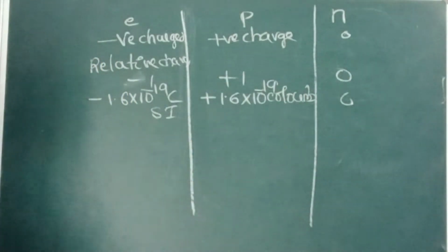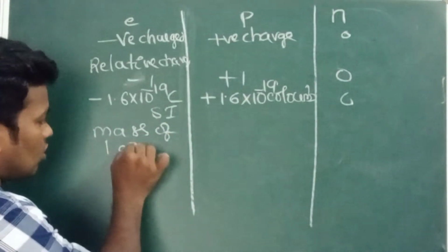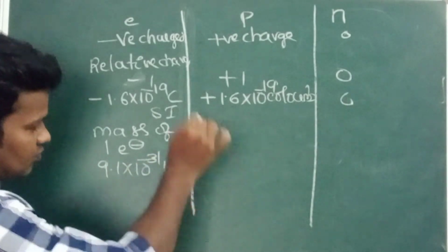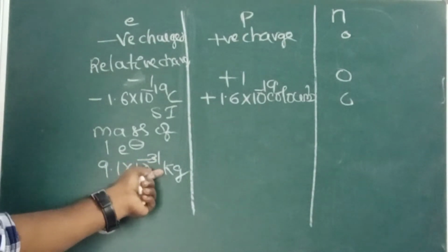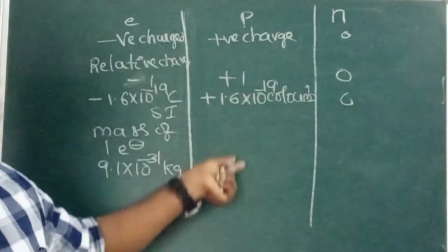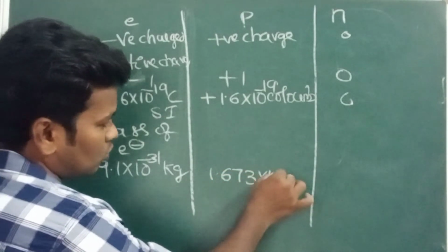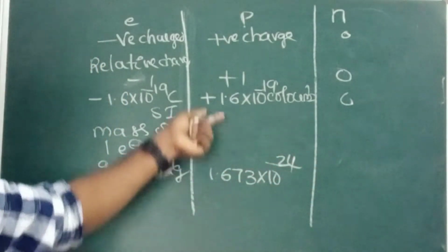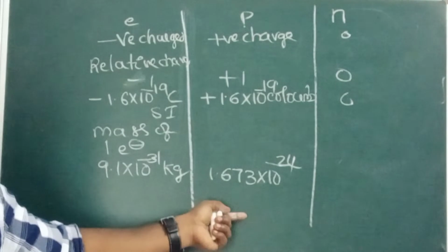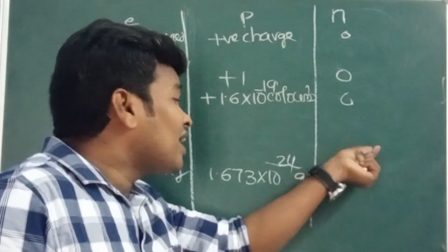Okay. So the mass of one electron is 9.1 into 10 to the power of minus 31 kg. If you want to convert it into grams, it is 10 to the power of minus 28. The proton mass is 1.673 into 10 to the power of minus 24. It is almost equal to the charge value. If you want to remember it very easily, 1.6 into 10 to the power of minus 24 grams, or 10 to the power of minus 27 kg.